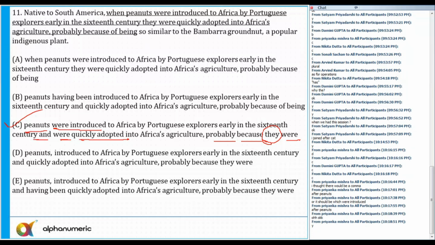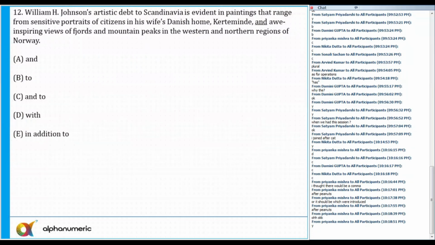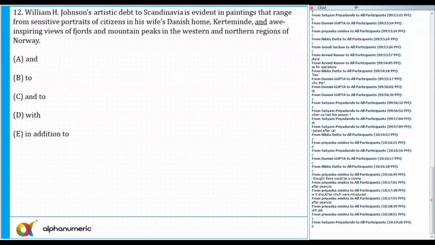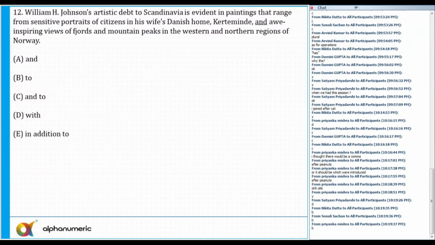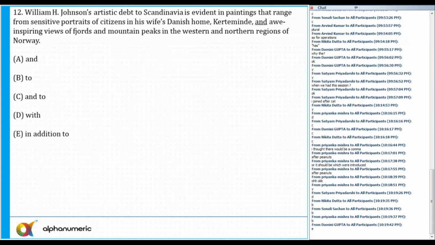Question number 12. William H. Johnson's artistic debt to Scandinavia is evident in paintings that range from sensitive portraits of citizens in his wife's Danish home, Kerteminde, and range from X to Y. Okay, so "and" is wrong.